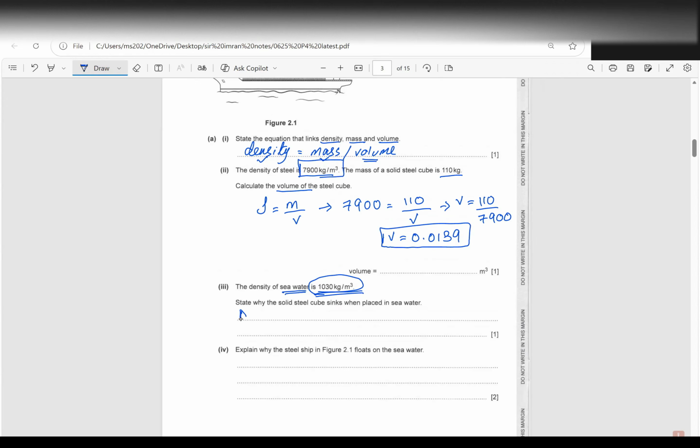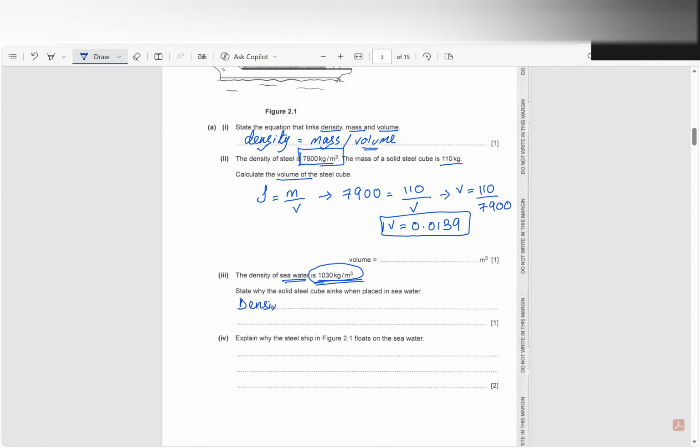So we're going to simply write over here: density of steel is greater than density of seawater. Moving on. Let's read the next part.